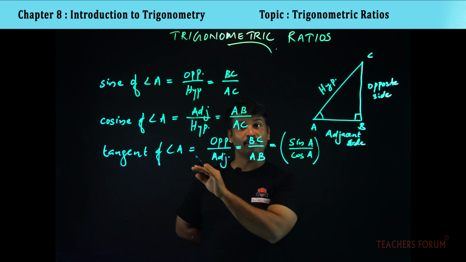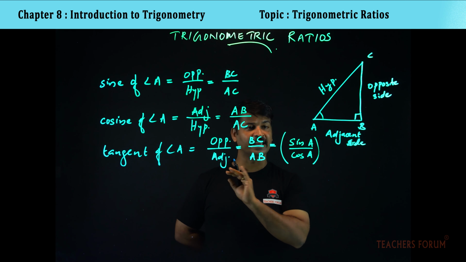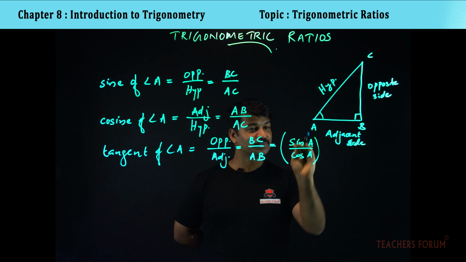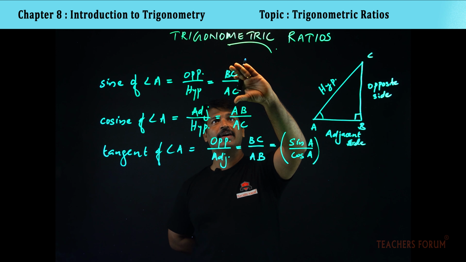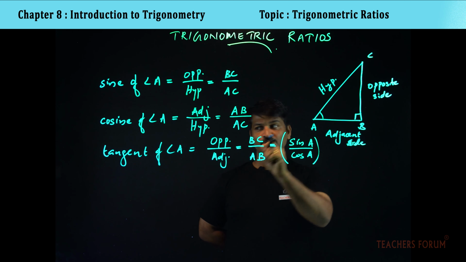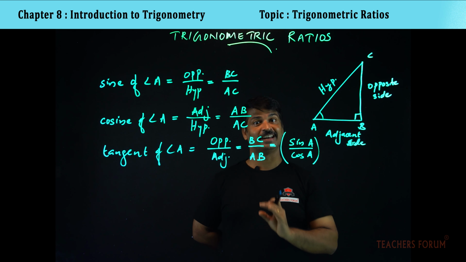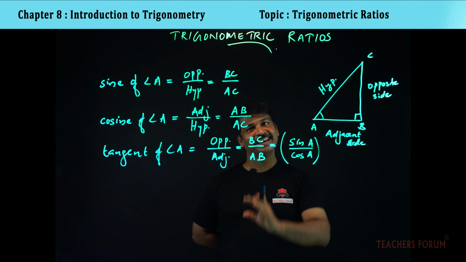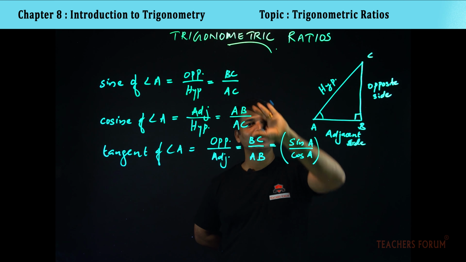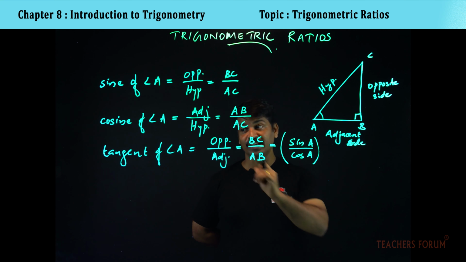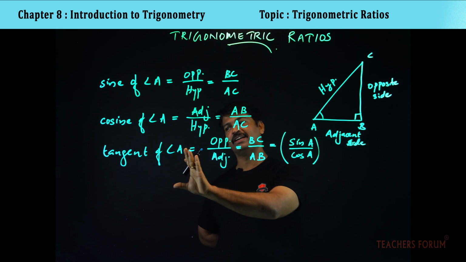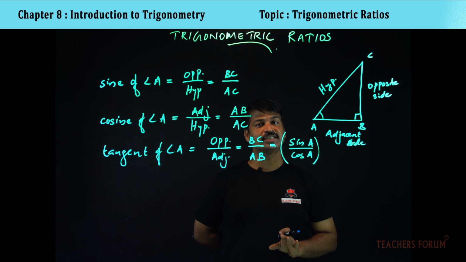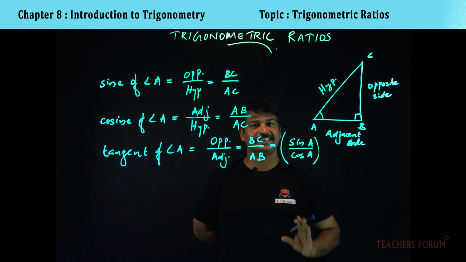Okay. So tangent of angle A is also defined as what? Sin A by cos A. So if you know sin A and cosine of angle A, you can find out what is tangent of angle A. Sine of angle A by cosine of angle A will give you tangent of angle A. Clear? Or you just learn tangent of angle A is equal to opposite side by adjacent side.